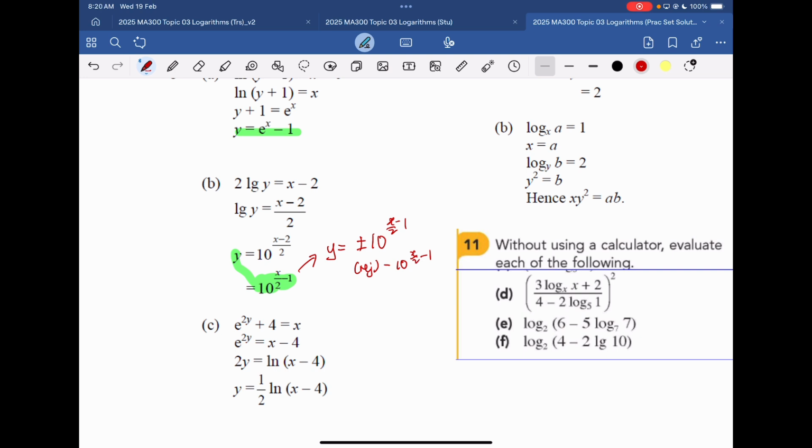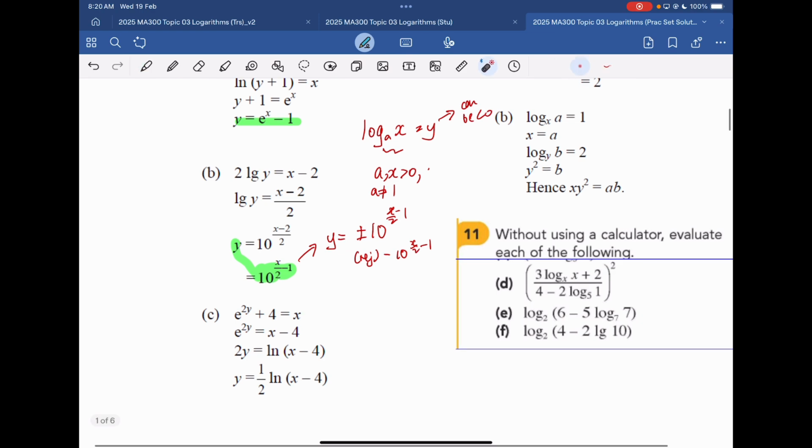Because if you look at this, what's the condition on y? Y cannot be negative, so this is the condition to reject your answer. You all must remember, when you solve a log equation, the base and the term cannot be negative. Log a x equals y: remember, x must be positive, and at the same time the base cannot be 1. Y can be negative. So that's why I observe this.